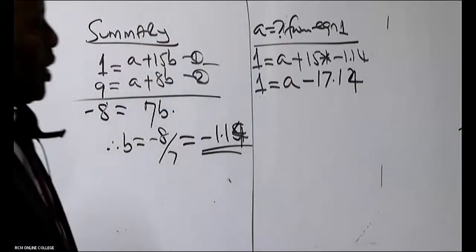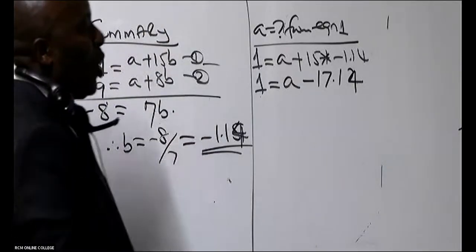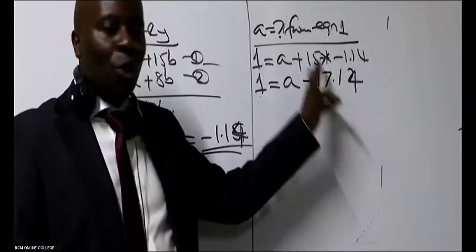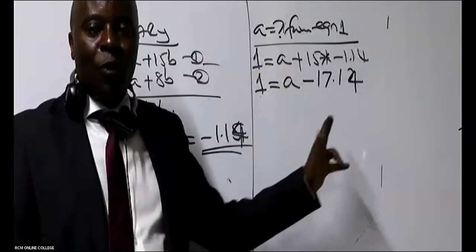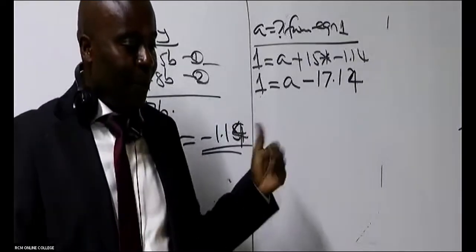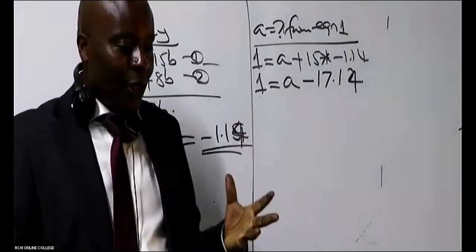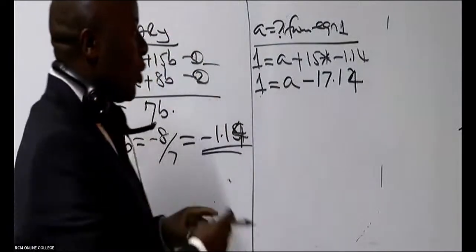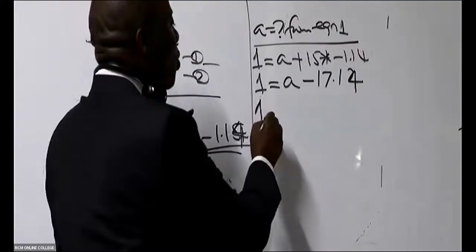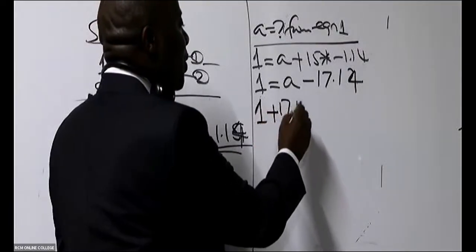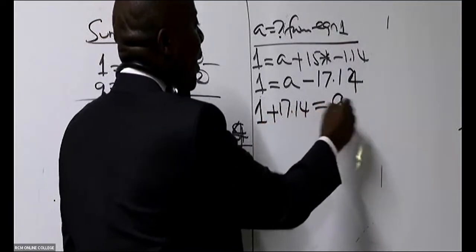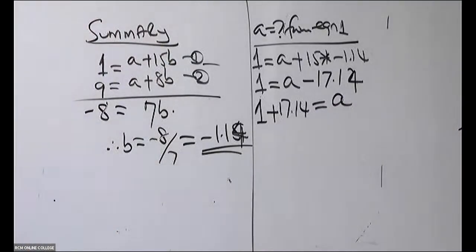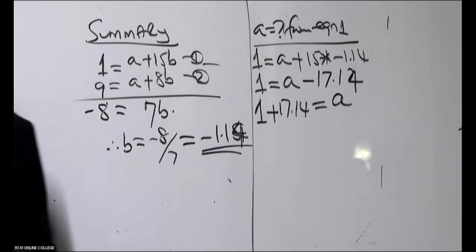Then we want to make A the subject of the formula. To make A the subject of the formula, of course, we expect this to cross over the equals, isn't it? When you cross the equals, things change. So here it was negative. On the other side, it becomes what here?